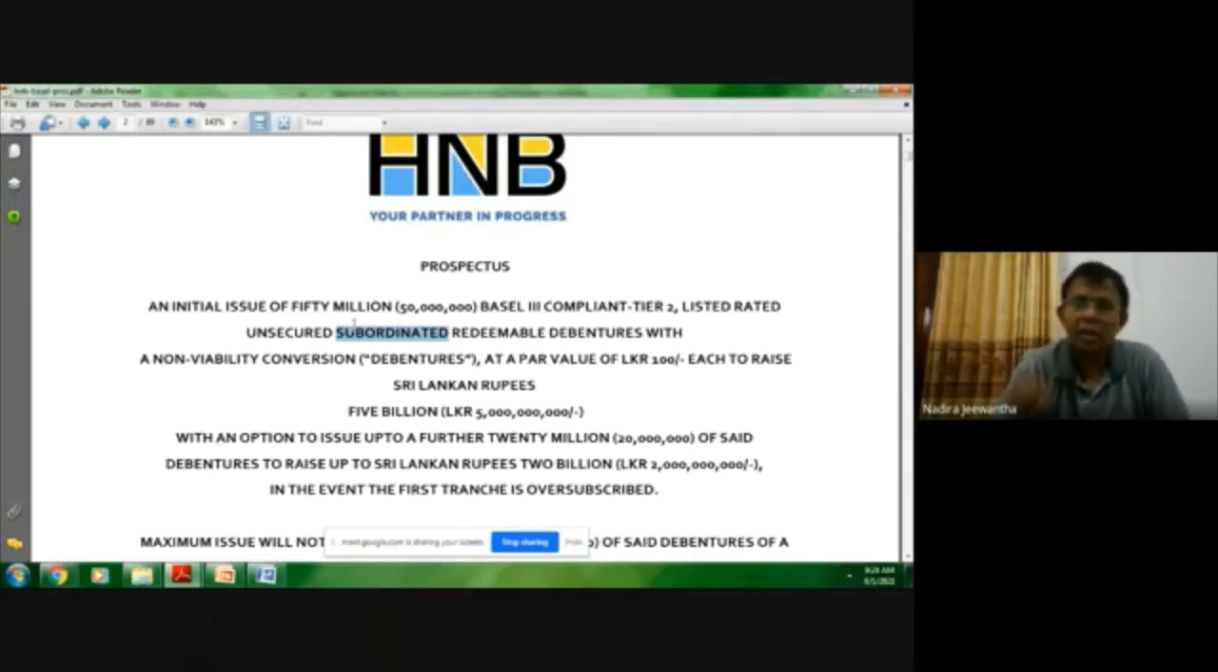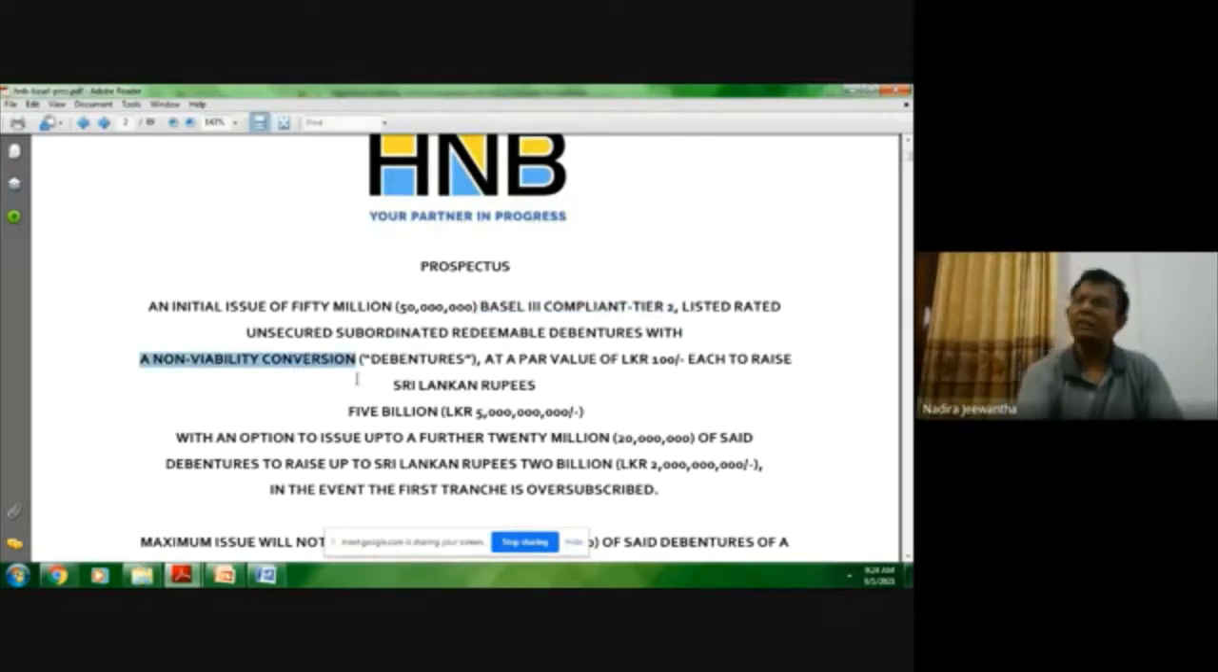Understood? Redeemable. After 10 years time, you will be receiving what? The face value, not the investment amount. Same thing we did in the treasury bond as well. Redeemable. So each word is important for us, right? Basel 3 compliant Tier 2, right? Basel 3 compliant, can be taken into capital. Unsecured subordinated redeemable debenture with the non-viability conversion.